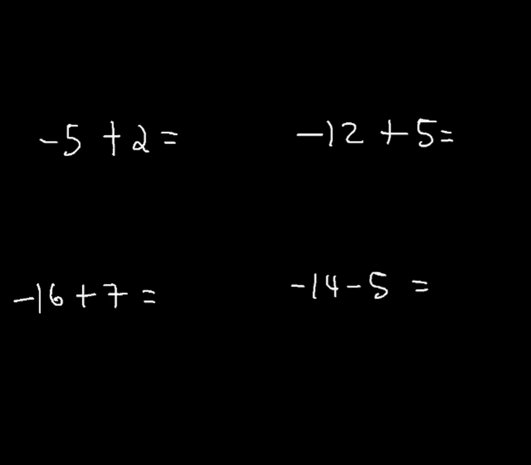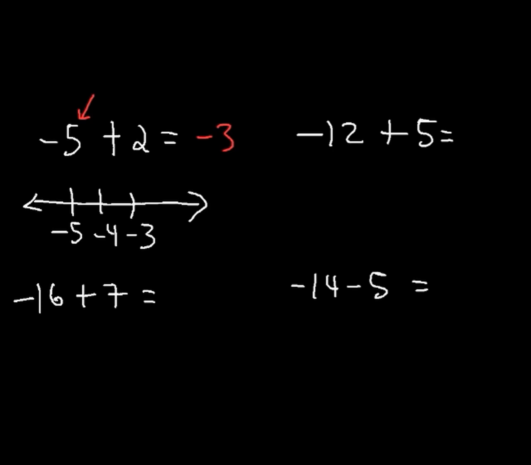So try those. So starting with negative 5, we're going to add 2 units. So 1, 2, we're going to go 2 units to the right. This will be negative 4 and negative 3. So negative 5 plus 2 is negative 3. So notice that the first number, the negative one, is larger. So therefore, the result will be negative.